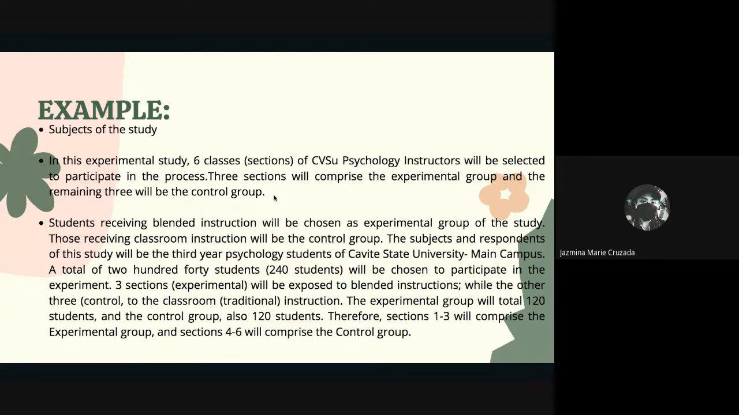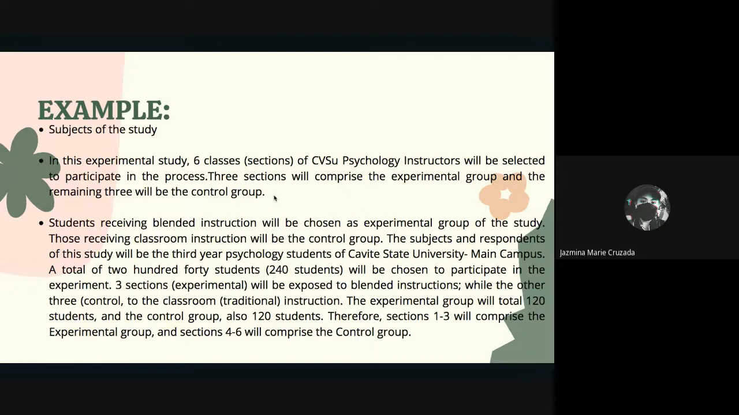3 sections will be exposed to blended instruction, so they will be the experimental group, while the other 3 will be exposed to the classroom or traditional instruction, so they will be the control group. The experimental group will total 120 students and the control group also 120 students. Therefore, sections 1 to 3 will comprise the experimental group and sections 4 to 6 will comprise the control group.